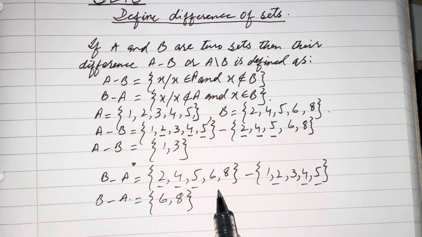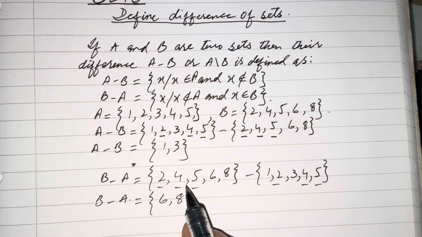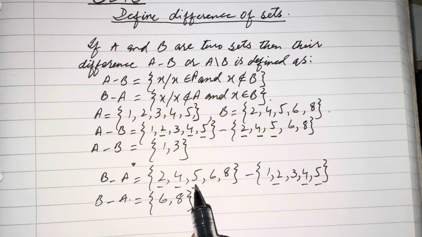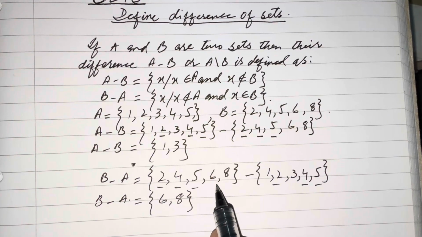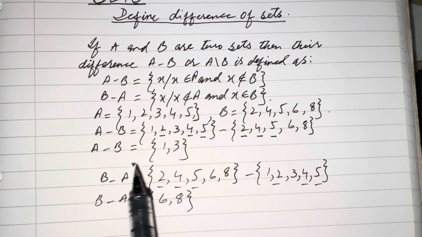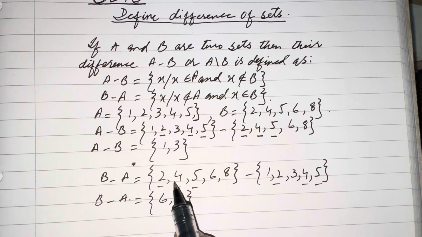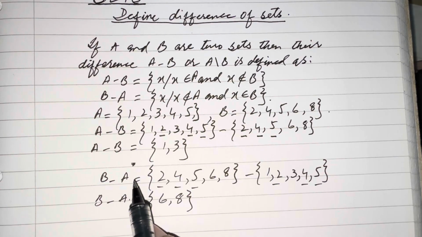So subtraction means the common elements will be cancelled with each other, and we have to write the remaining elements of the first set, whichever has been written. The first set can be A or the first set can be B. So that's the way that we can find the difference of the given sets A and B.